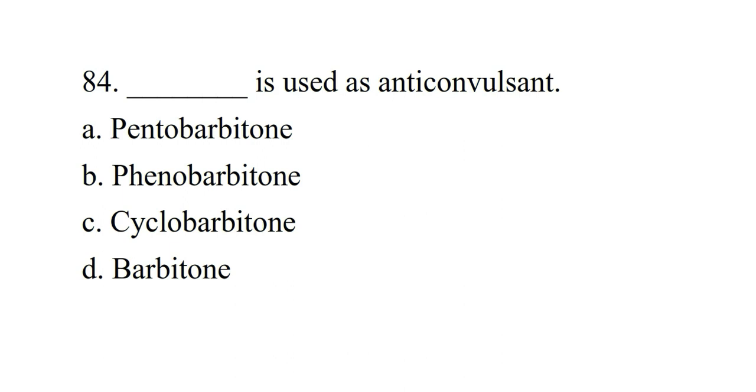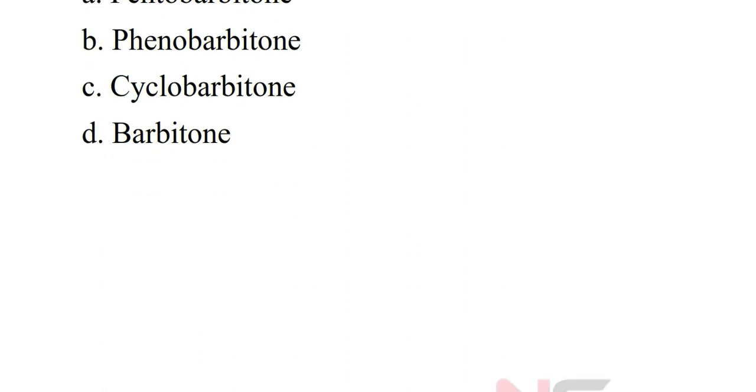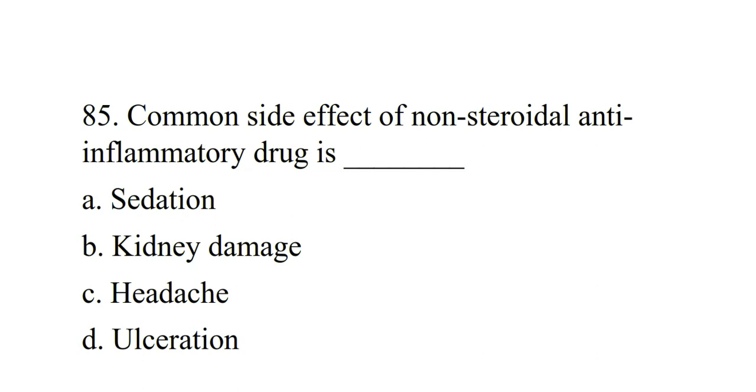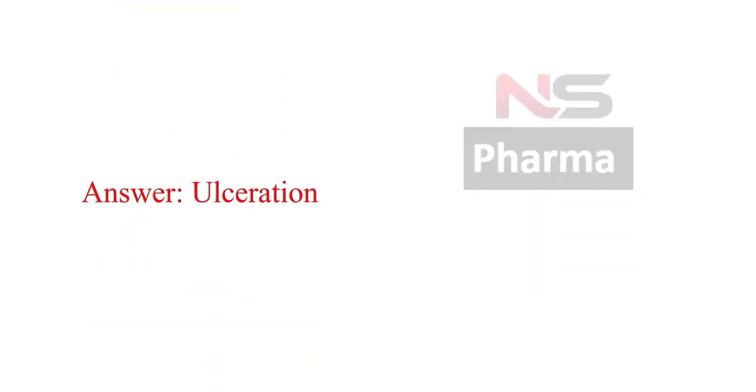Question number 84. Dash is used as anticonvulsant. Option A, pentobarbitone. Option B, phenobarbitone. Option C, cyclobarbitone. Option D, barbitone. Answer, phenobarbitone. Question number 85. Common side effect of non-steroidal anti-inflammatory drug is dash. Option A, sedation. Option B, kidney damage. Option C, headache. Option D, ulceration. Answer, ulceration.